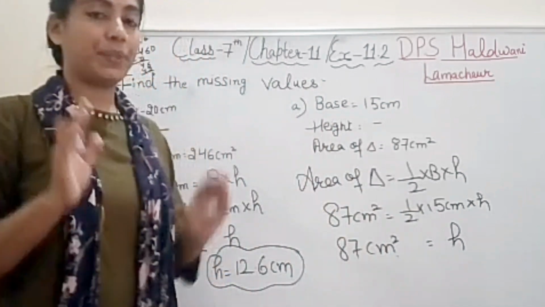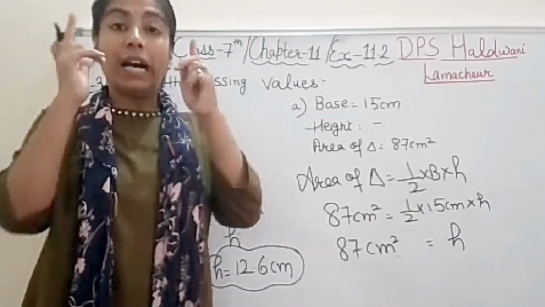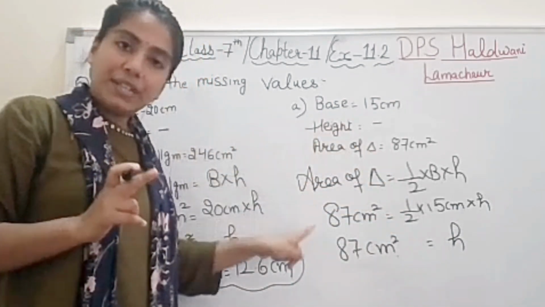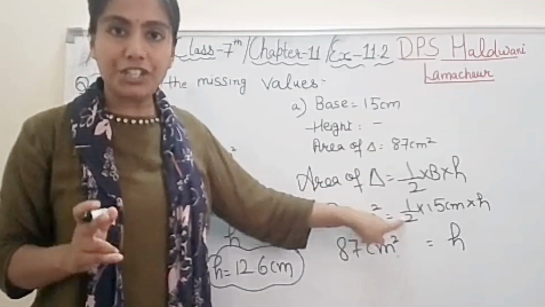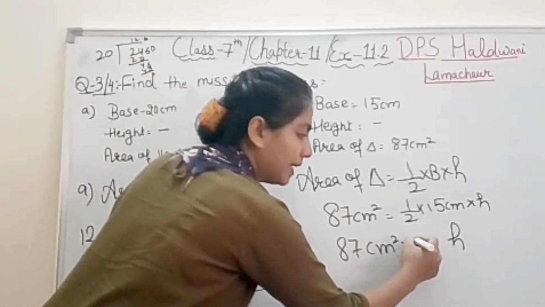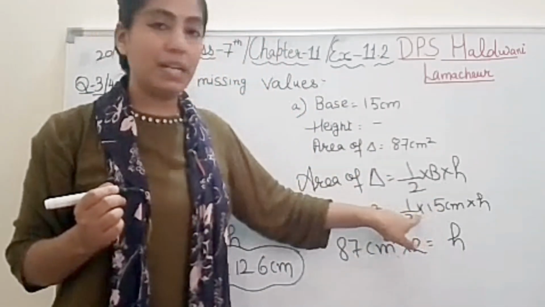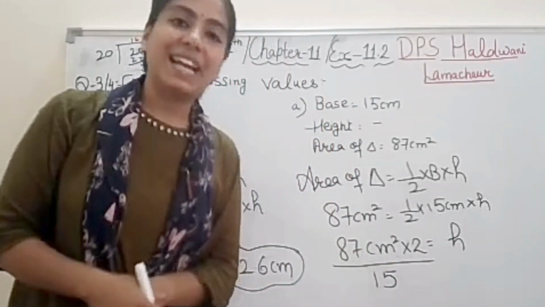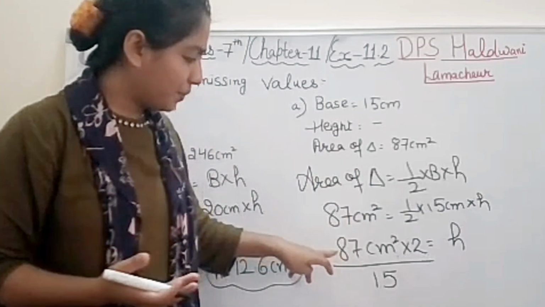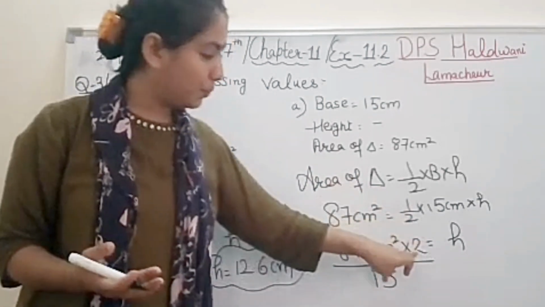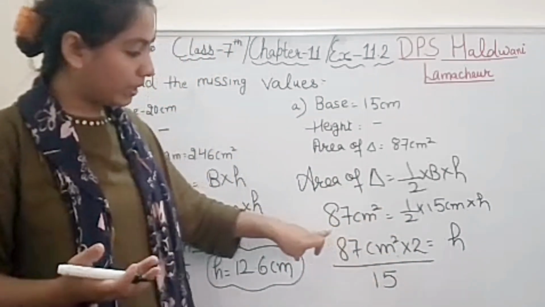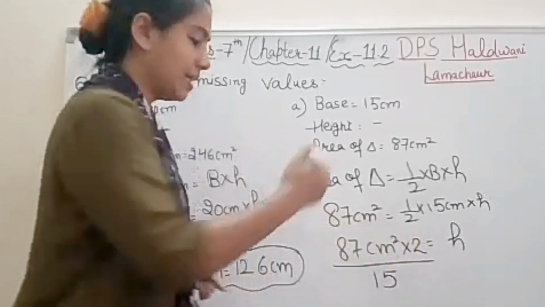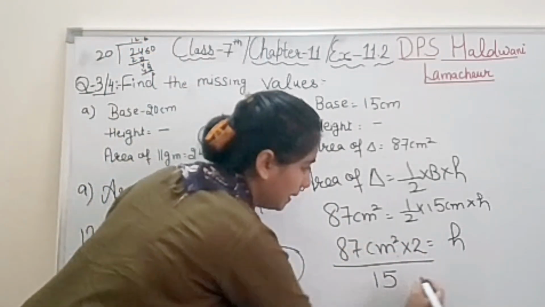Now students see, we will shift the terms. Understand it carefully. It is 1 by 2. When 1 by 2 shifts to that side, 2 is in division, so it will go into multiplication. And 15 is in multiplication, so it will go into division. Right students? So very simple. As you know, they will not cancel with each other. 2 is not dividing with 15, 15 is not dividing with 87. So what you will do? 87 into 2, 7 twos are 14.